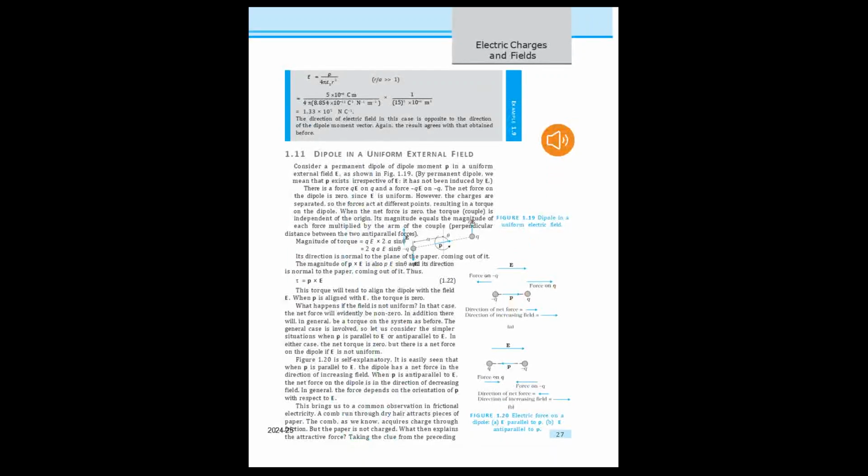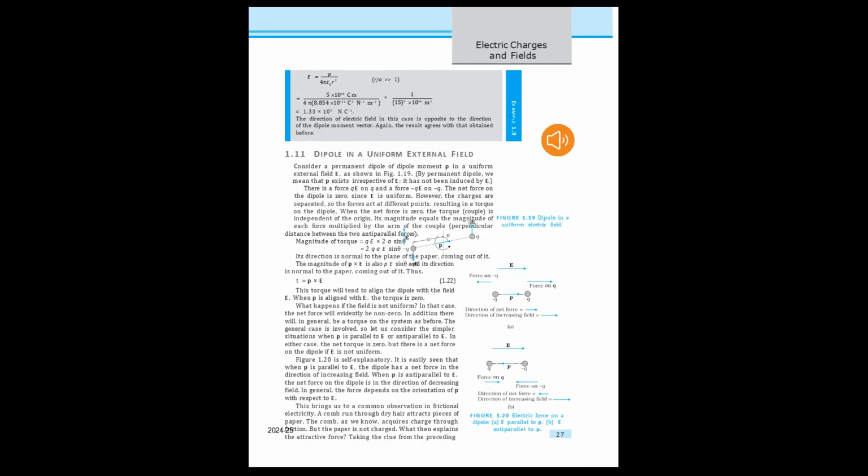Dipole in a uniform electric field. Let us consider a permanent dipole of dipole moment p in a uniform external field E, as shown in the diagram. By permanent dipole, we mean that p exists irrespective of E; it has not been induced by E. There is a force qE on q and a force minus qE on minus q. The net force on the dipole is zero since E is uniform.